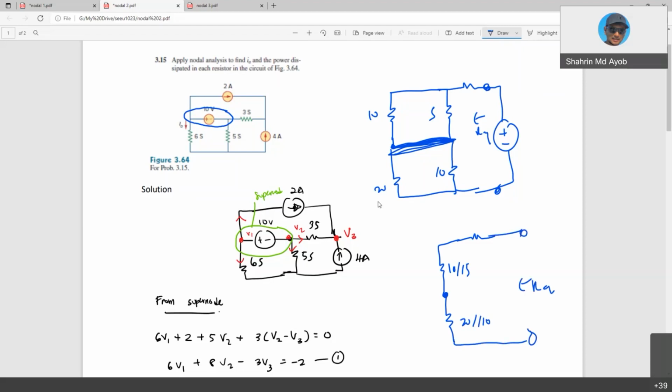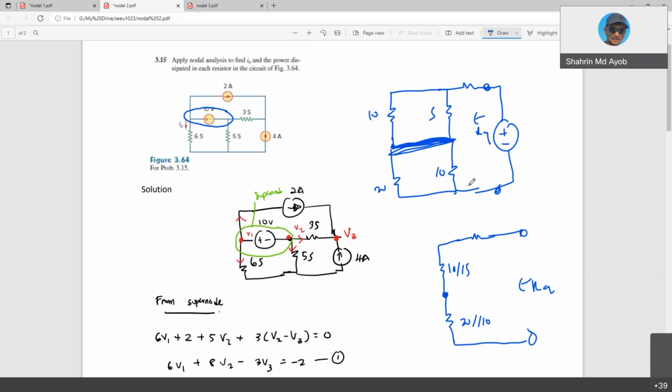Some of you may think that this is Y to delta and you need the Y to delta transformation. But since there is no element here, it's actually just a node. So 10 and 5 are actually parallel, and so on.